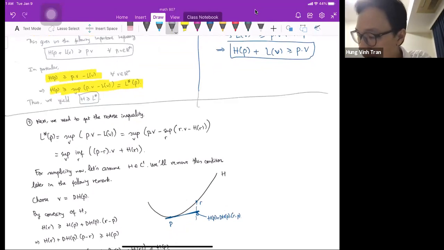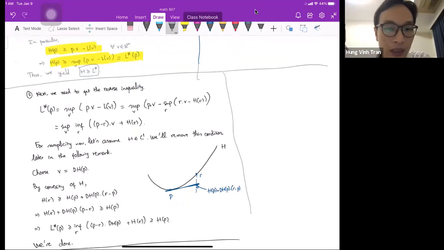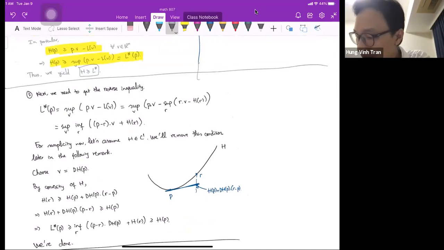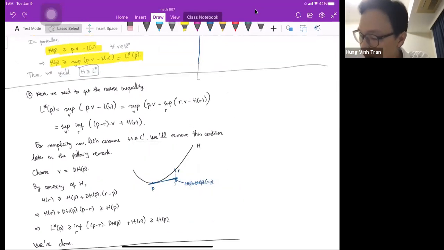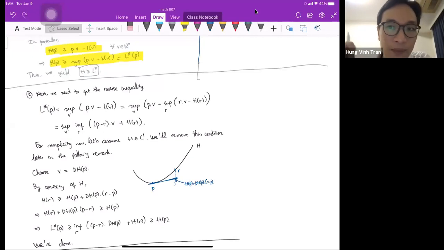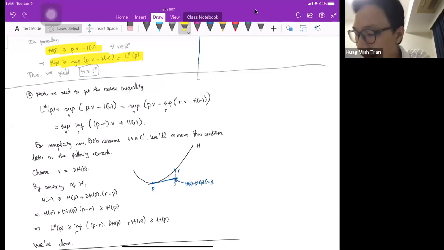Now the second step is a little bit trickier, because we have to make choices. Sometimes the choices are not natural, but we can take time to get used to that.